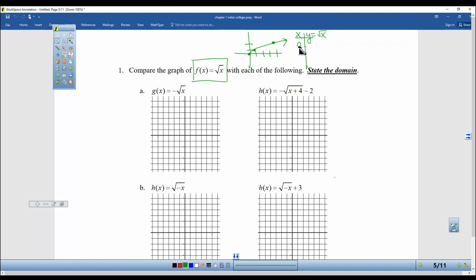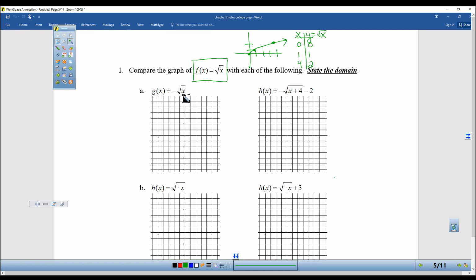So if x is 0, then y is the square root of 0, so 0, 0. If x is 1, y is the square root of 1, so 1, 1. And I jumped all the way to 4 because I don't know the square root of 2. But I do know the square root of 4. So when x is 4, y is the square root of 4, which is 2. So those are your basic points. If you have those points memorized, all you have to do is find the new origin and then go left, right, up, down, or flip.